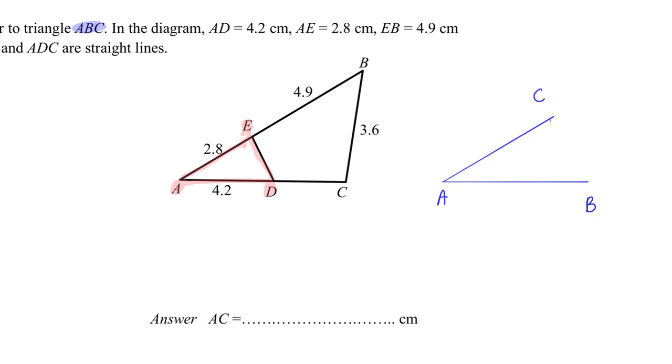So this is a sketch of the bigger triangle ABC. And once I have that, then I can start to position all the respective lengths. For example, my AB is 2.8 plus 4.9, which is 7.7. So I'm going to write it down there. BC is 3.6. So now my focus is only on the red color triangle and my blue color triangle.